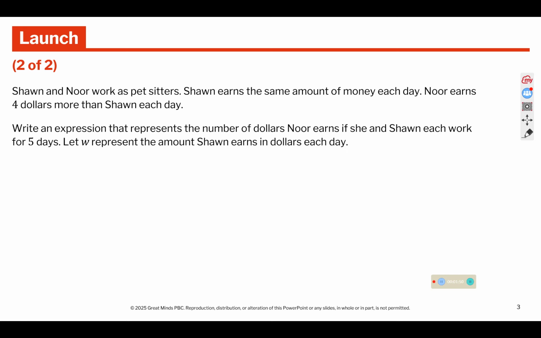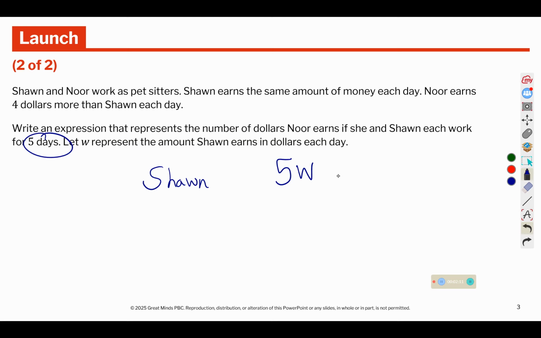Write an expression that represents the number of dollars Noor earns if she and Sean each work for 5 days. Let W represent the amount Sean earns in dollars each day. So here is Sean's. He earns W dollars each day, and he works for 5 days. So 5 times W.